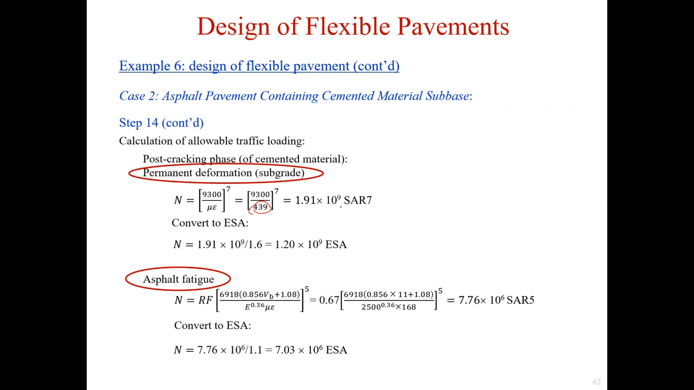So for the post-cracking phase of cemented material, we do the calculation, and the unit is SAR7, which we have to convert to ESA. And similarly, for the asphalt fatigue, we have to use the post-cracking strength to do the calculation and convert the unit from SAR5 to ESA.